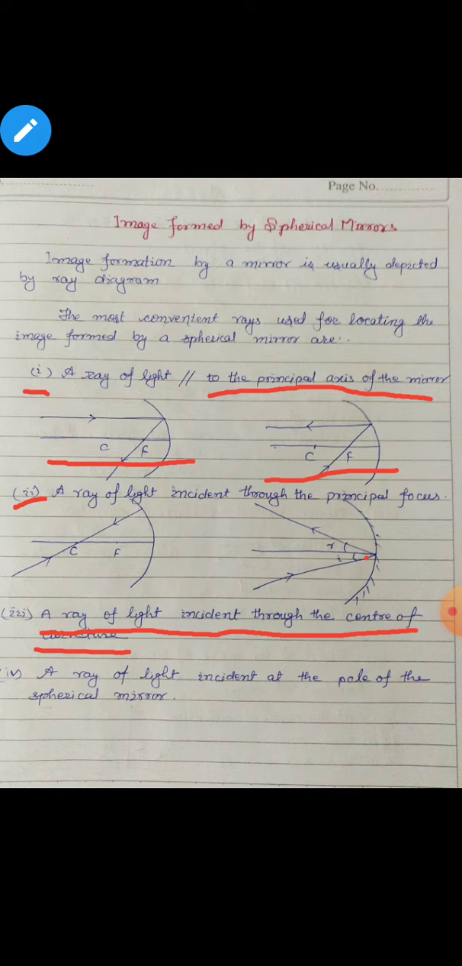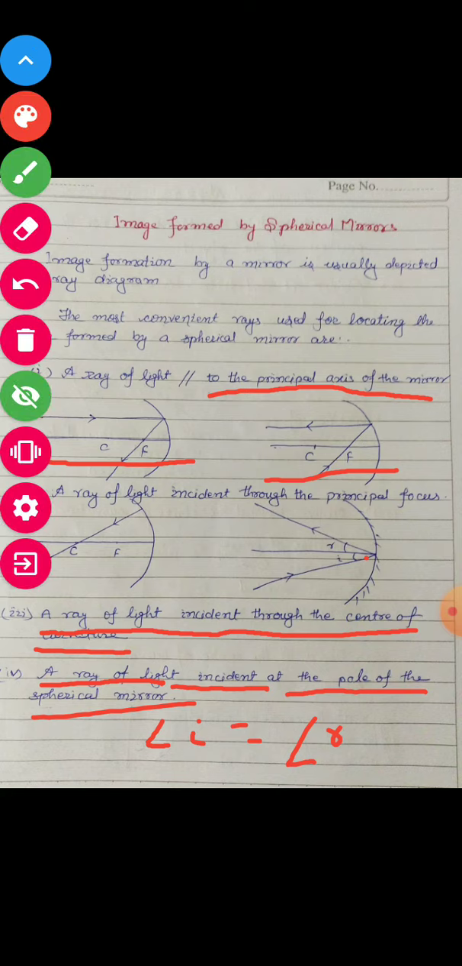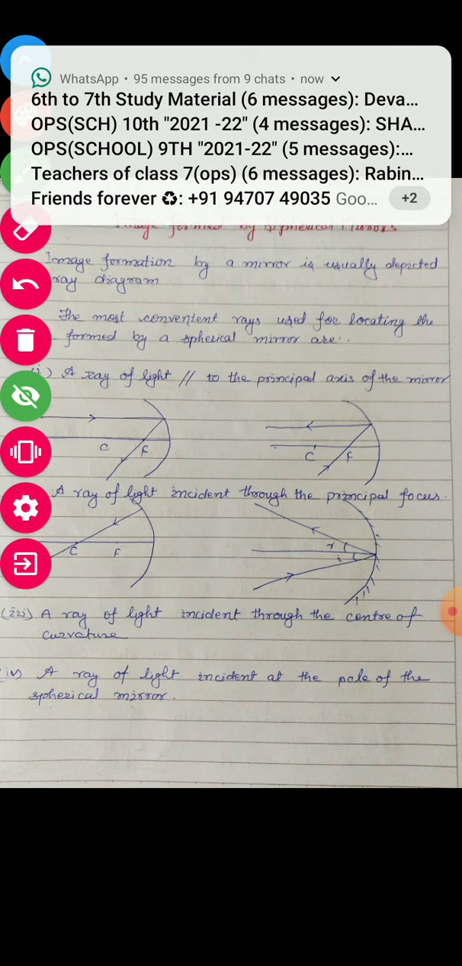And the fourth ray, friends, a ray of light incident at the pole of the spherical mirror makes an angle of incidence and angle of reflection, and both are the same as per the law of reflection of light, in which we have read that angle of incidence is equal to angle of reflection. After this, students, we will discuss further.